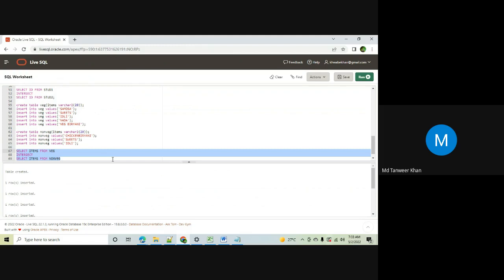Intersect will give you the data which is present in both the tables. Now you see idli and sweets is present in both the tables, veg and non-veg. So this is the use of intersect. Is that clear?